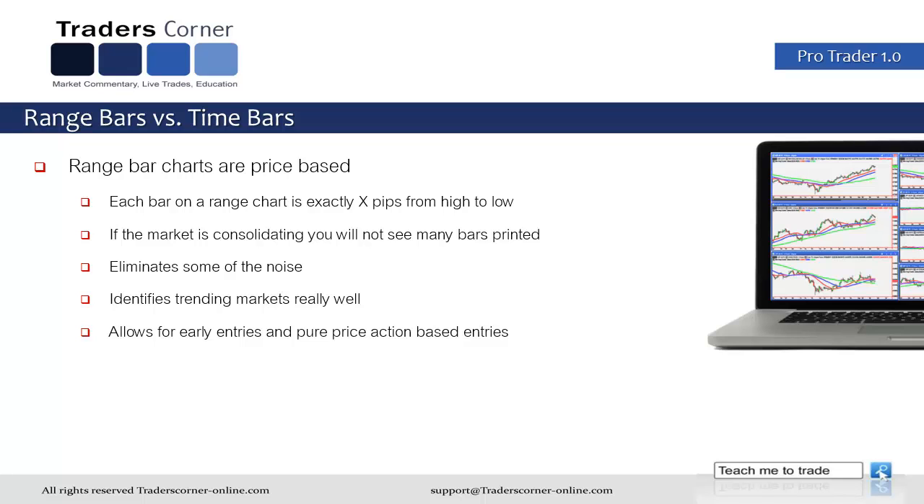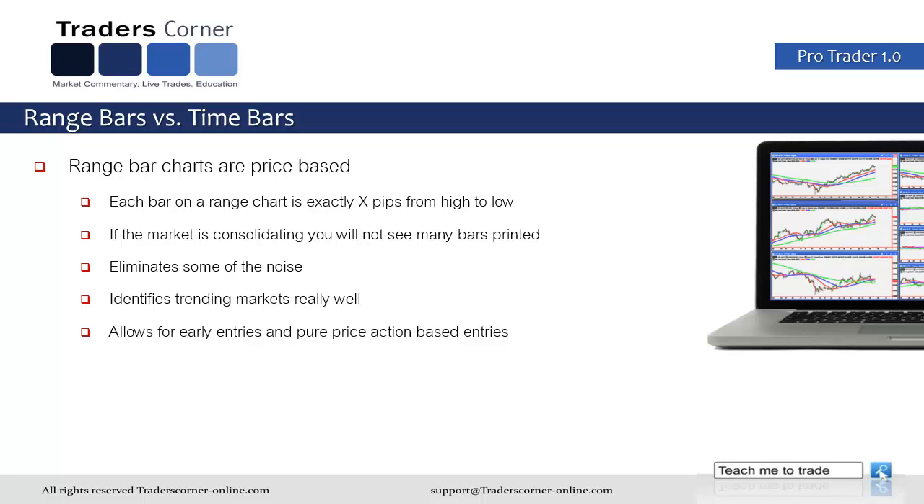Now, range bars are charts that are based on price. So each bar on a particular range chart is exactly X pips from high to low. For our day trading, we use 8 pips. So every candle on our chart, if you measure it from the high to the low, it's 8 pips wide, okay? If we were doing more longer term trading, then maybe we have something like the 45 range chart.